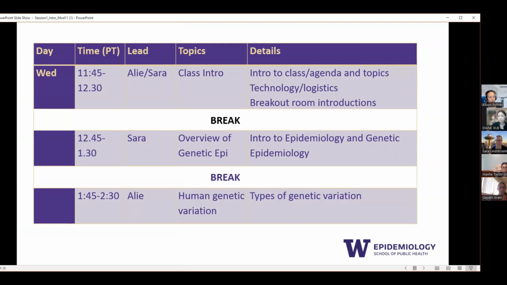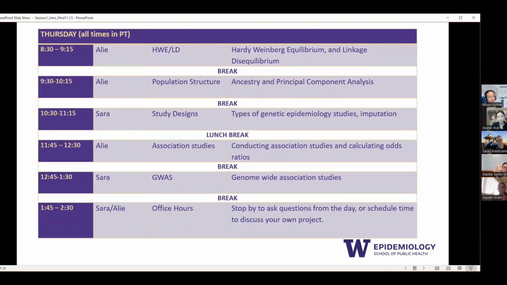So we'll start after this introductory section. Sarah will give you an overview of genetic epidemiology, including some of the foundational strategies for epidemiology generally. And then we'll end the day with genetic variation. So talking about what types of genetic variation there are and how we connect what we can see with what is happening in the DNA.